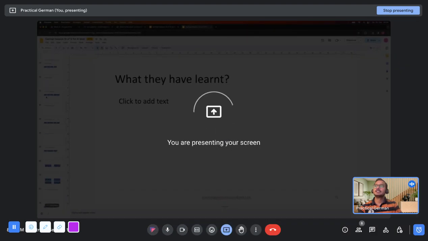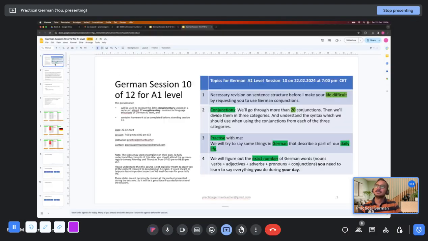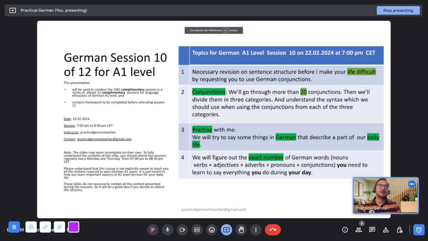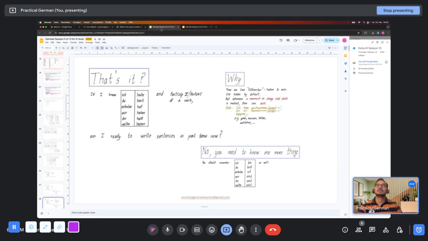So the last topic for today's session: normally I try to demotivate you, to make you feel bad for not doing homework. But with the last topic, I want to make you feel good, so you see it's not that difficult to learn German. Let's try to figure out the exact number of German words, nouns, verbs, adjectives, adverbs, pronouns, conjunctions, everything that you need to learn to say everything you do during your day, from morning till the time you go to sleep. Let's try to do the mathematics.